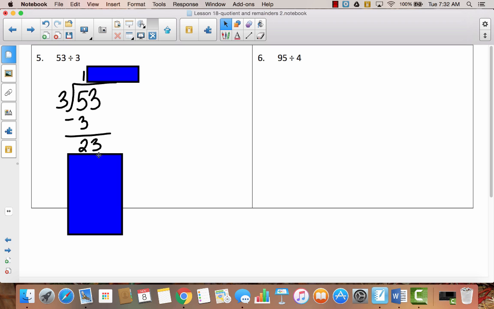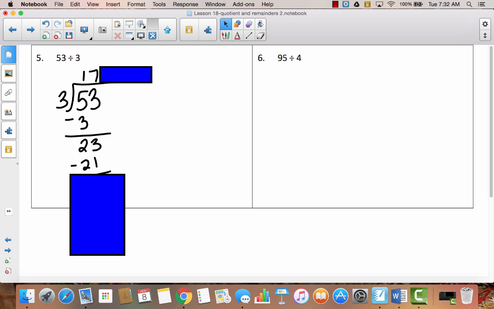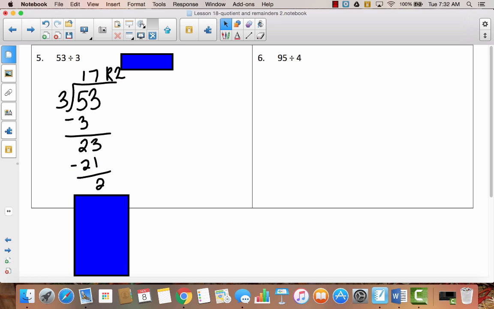So I had to think to myself, how many 3's are in 23? Well, nothing times 3 is exactly 23, but I couldn't go over. So the closest I could get to 23 without going over was 7. And 7 times 3 is 21. So when I subtracted, I had a remainder of 2.